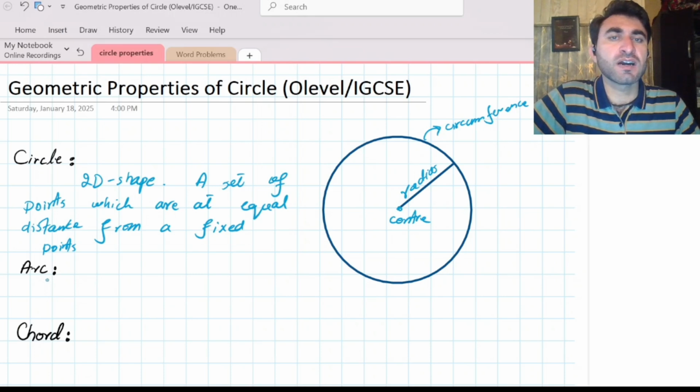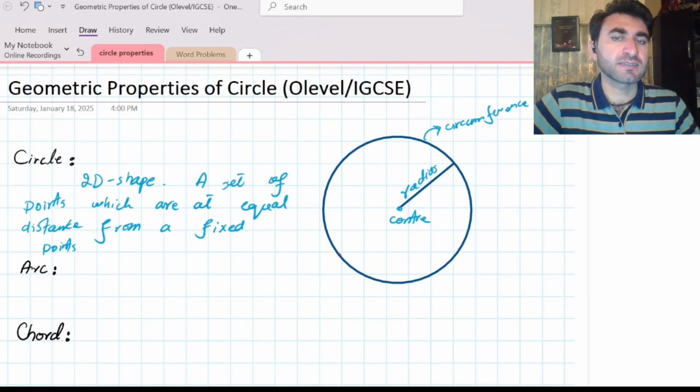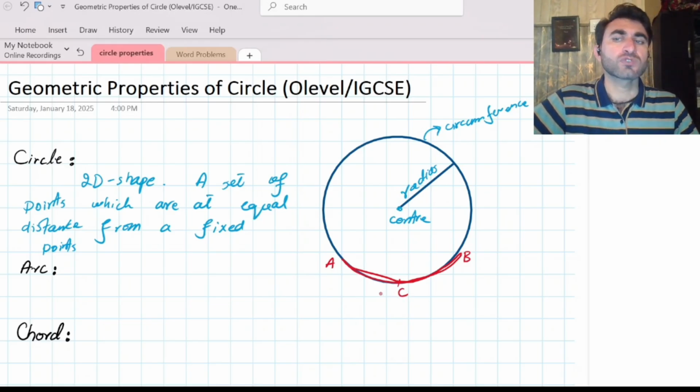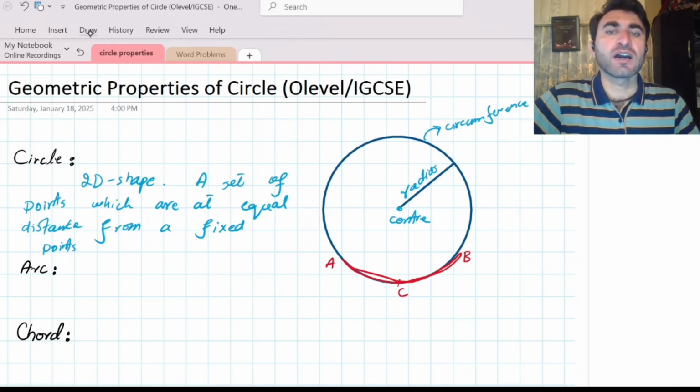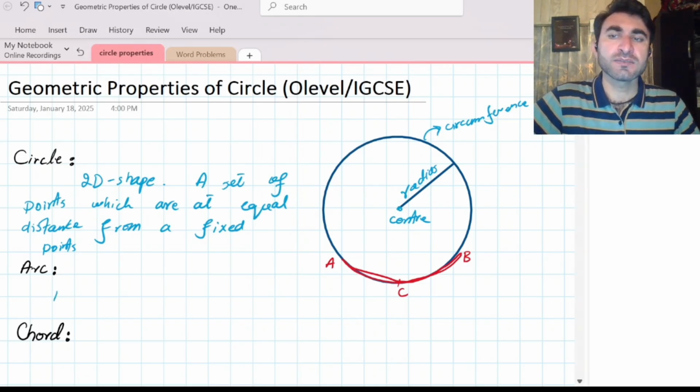The first one is arc. Arc is basically any part of the circumference of the circle. Let's say I take this part over here. So this one will be known as an arc. Its endpoints, say, are A, B, and there is a point C over here. So I must say it is arc ACB. So arc is defined as part of the circumference.